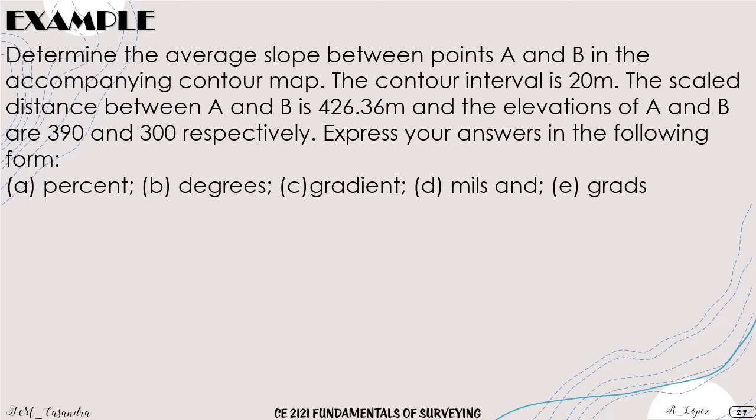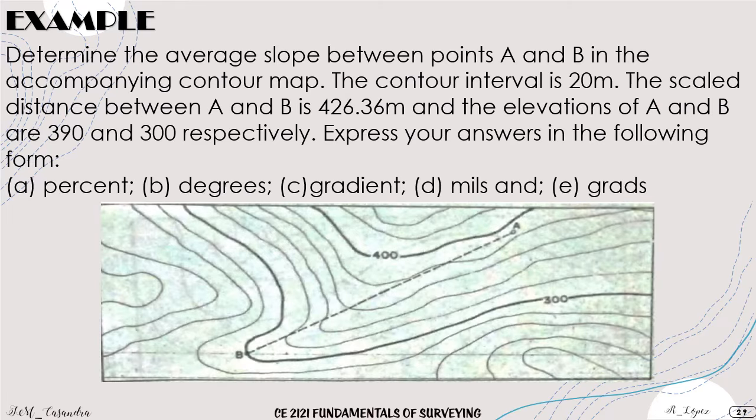Okay? So next example, determine the average slope between points A and B in the accompanying contour map. The contour interval is given at 20 meters. So the scale distance between A and B is 426.36, and the elevations of A and B are 390 and 300 meters respectively. So we have to express our answers for the slope in percent, degrees, gradient, mils, and grads.